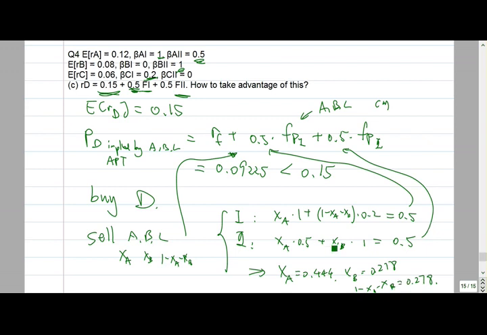So basically we want to sell these 3. So what you should write is you sell, which means you have minus this, and minus this in your portfolio, and you have plus 1 for D.